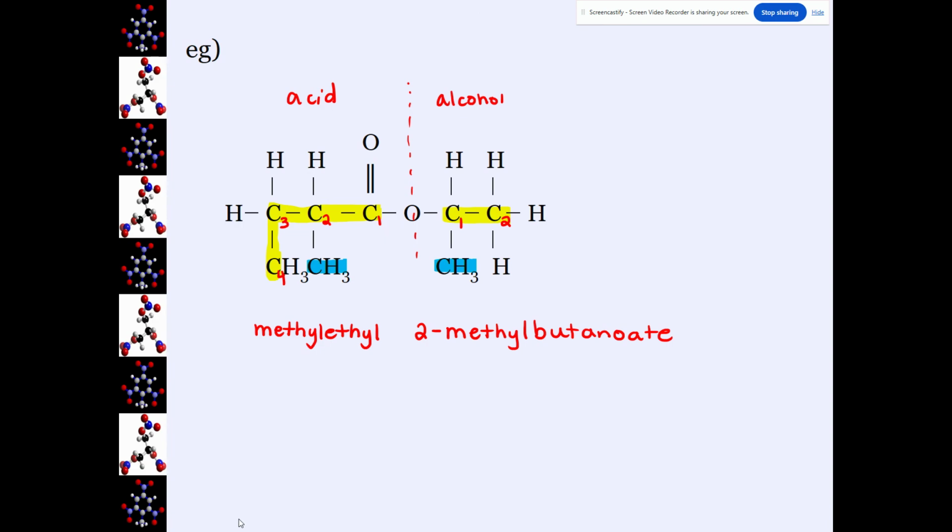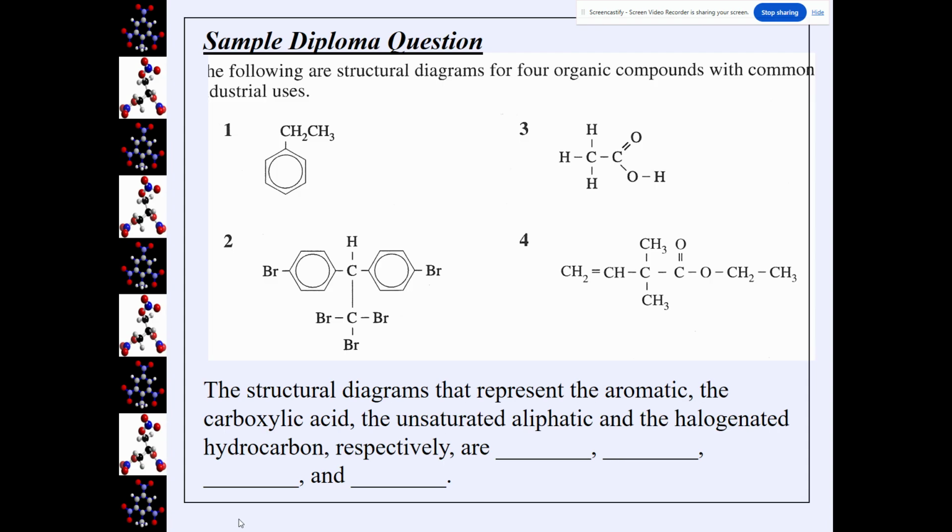Now, before I finish the video, I want to do a sample diploma question and get into some of the properties of the organic molecules. We've talked about them, but I want to review them. So first of all, when you're given diagrams and you're given a question like this, it's asking you to find an aromatic, an acid, an unsaturated aliphatic, a halogenated hydrocarbon, and so on.